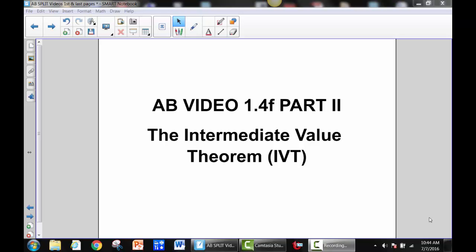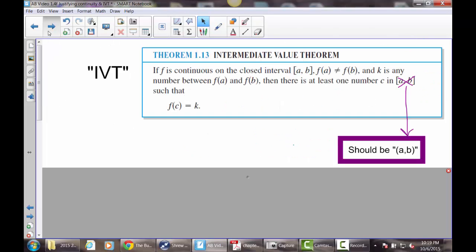Welcome to AB Video 1.4F Part 2, the Intermediate Value Theorem, which I shall refer to as IVT. And the very last thing in this section is the Intermediate Value Theorem, which I will be calling IVT. So, let's read it.